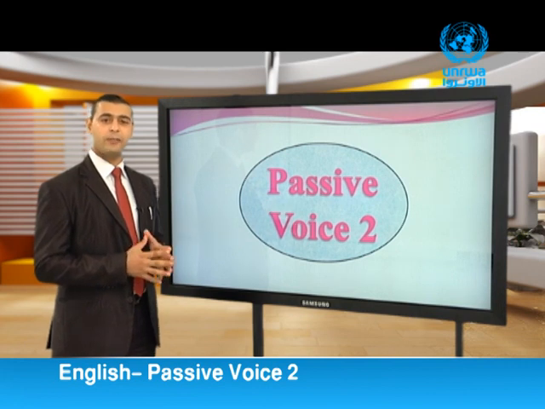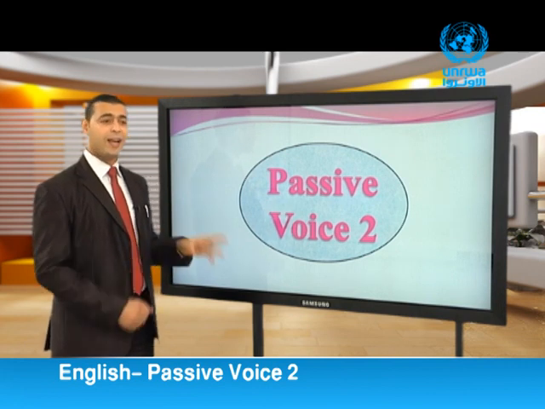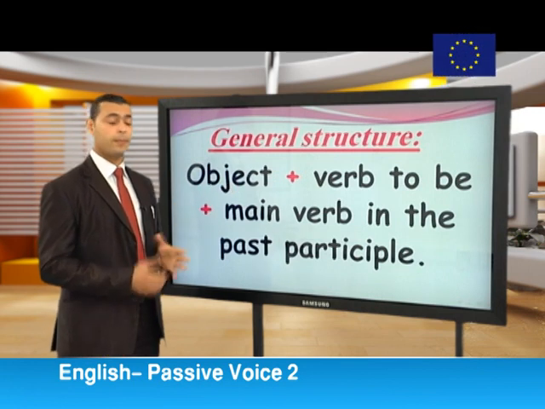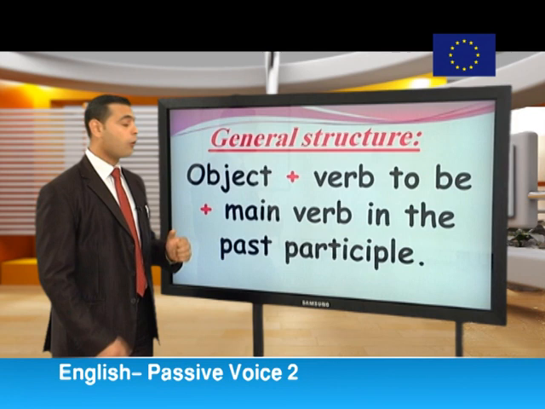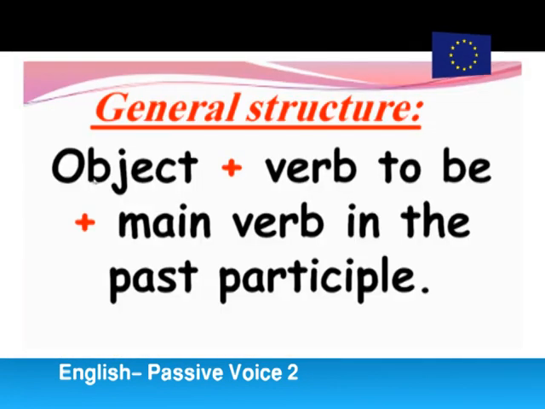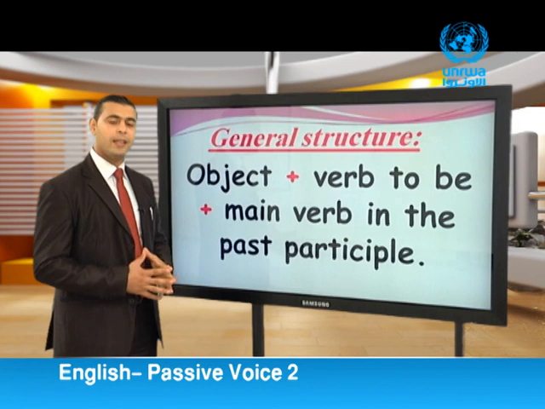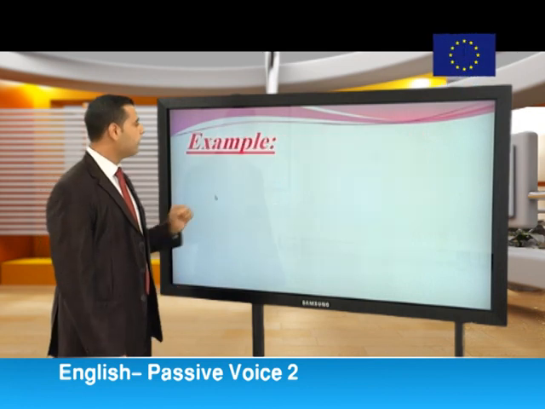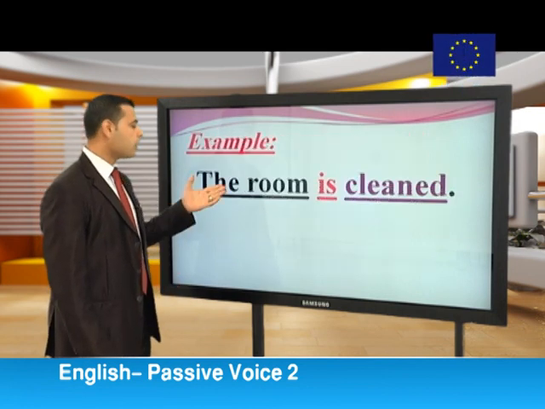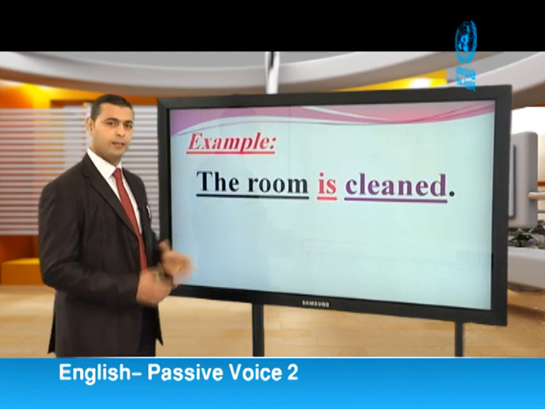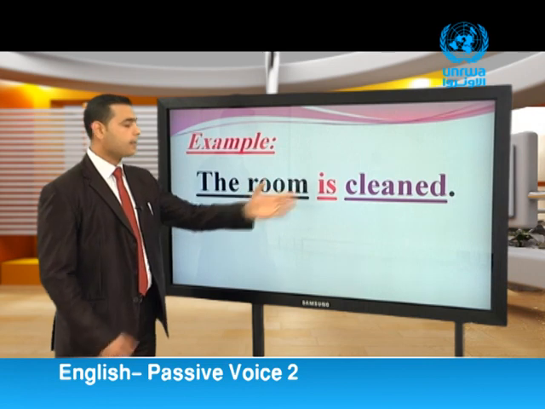Before we start our lesson for the day, let's revise some of the important points we talked about in Passive Voice Part 1. Here is the general structure of passive voice: the object plus verb to be plus the main verb in the past participle. Let's look at this example: The room is cleaned.